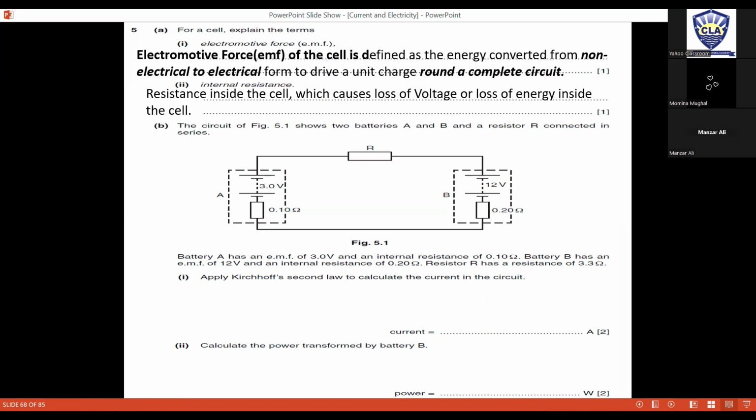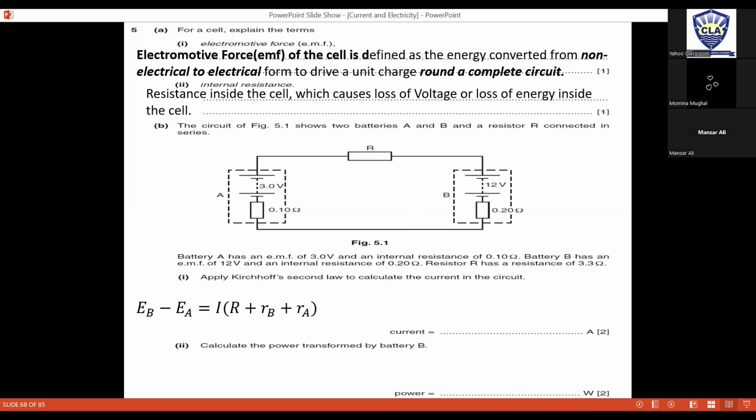We'll just add the EMF, but in this case, observe this is 12 volt, this is 3 volt. Positive is connected to positive. Now, in this case, they will be opposing each other. Wherever positive is connected to negative, they add up. In case of positive to positive, they oppose each other. So we have an EMF equal to 12 minus 3, EB minus EA.